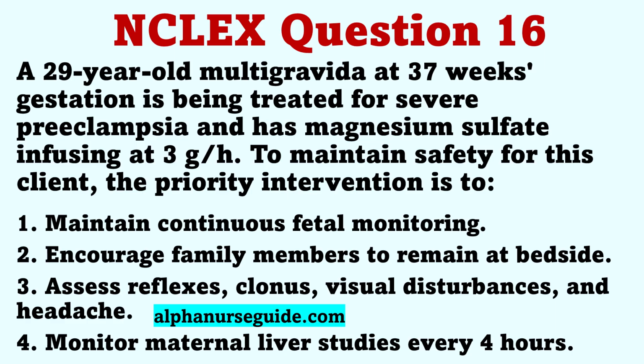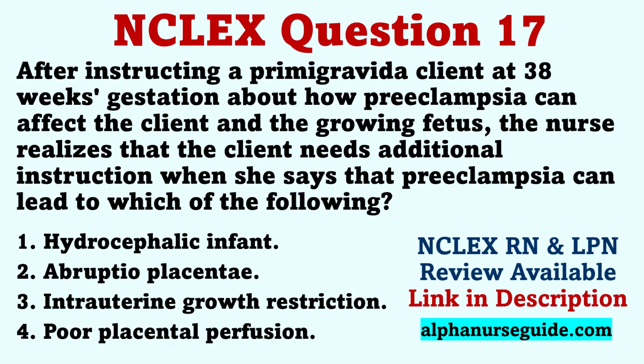remain at the bedside. After instructing a primigravida client at 38 weeks gestation about how preeclampsia can affect the client and the growing fetus, the nurse realizes that the client needs additional instruction when she says that preeclampsia can lead to which of the following? 1. Hydrocephalic infant. 2. Abruptio placentae. 3. Intrauterine growth restriction. 4. Poor placental perfusion.